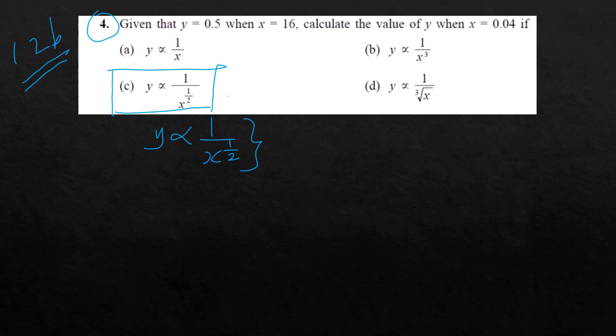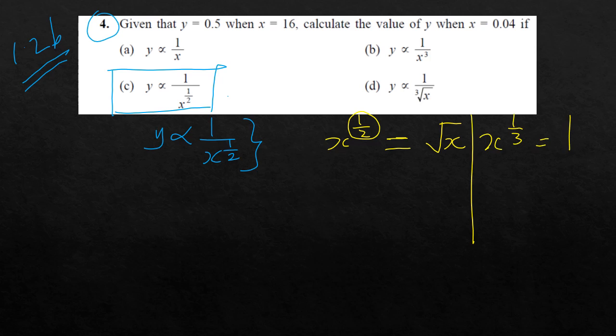Okay, what do you do? This one, you just relax. X power 1 over 2, the power is a fraction. This is actually the square root of x. If x power 1 over 3, it is actually the cube root of x. So remember this, don't panic.